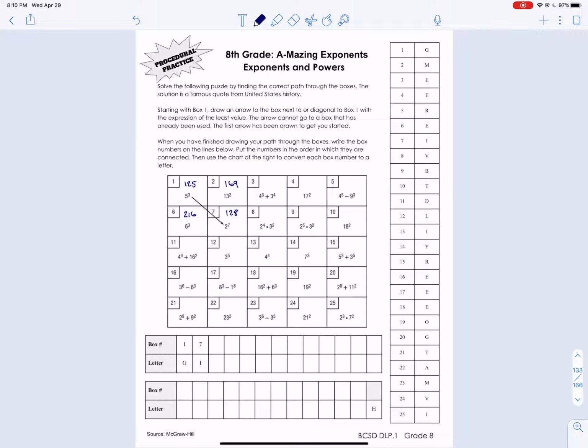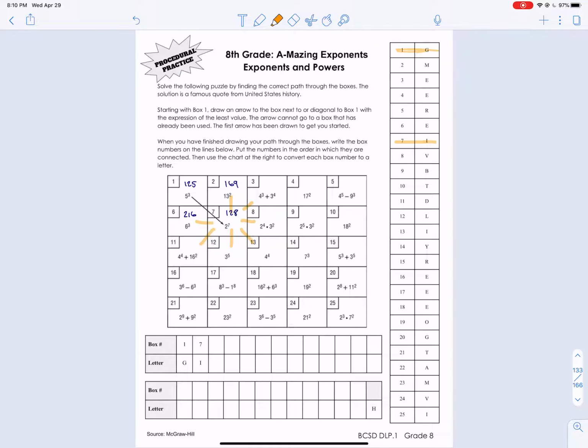Okay, so box 1 corresponds with the letter G. That's just looking at our decoder over here. Then box 7 is I. All right, so then we just keep going. Now from box 7, we want to look at next to or diagonal. So we could go here, here, here, here, or here, as long as it hasn't been used yet. Actually, we can go here or here because those have not been used.